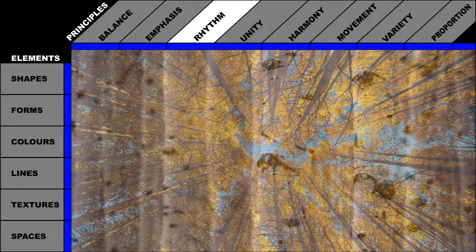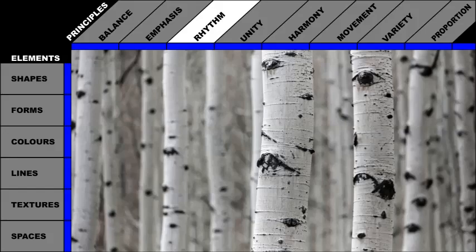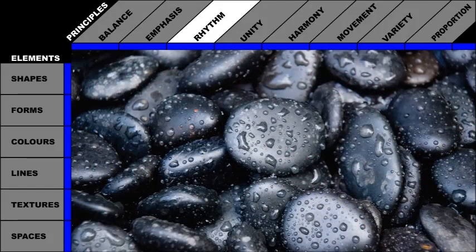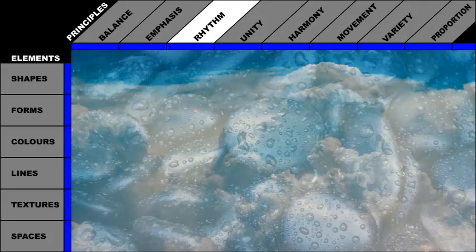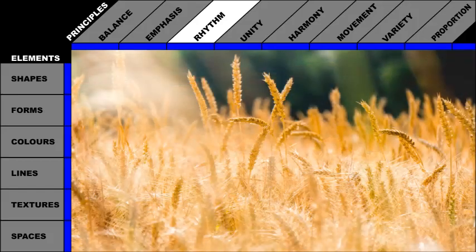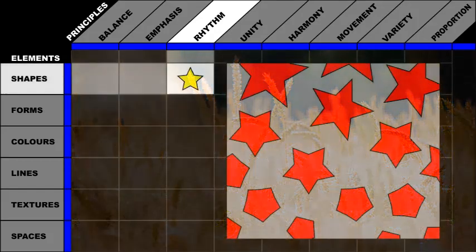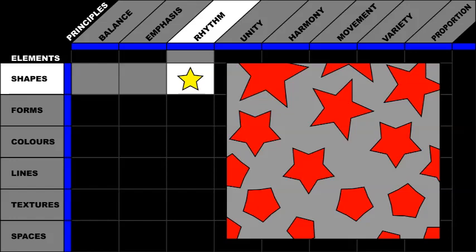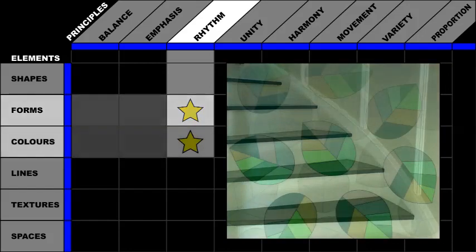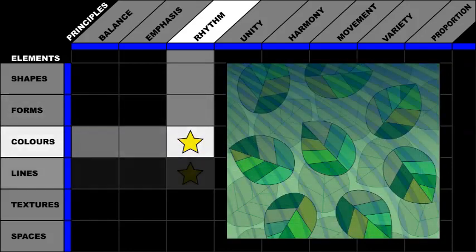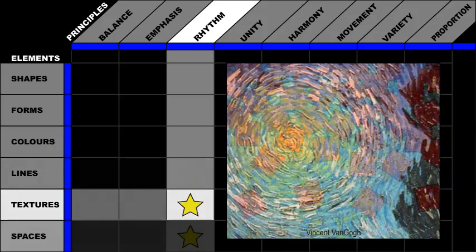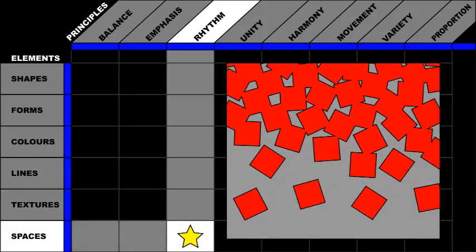We see rhythm all around us. It is in the repetitive way that trees grow, waves move, pebbles collect on a beach, and much more. These things are repetitive, but not in an equal way like the brick pattern. This is rhythm. We can have rhythm with shapes, rhythm with forms, rhythm with colors, rhythm with lines, rhythm with textures, and rhythm with spaces.